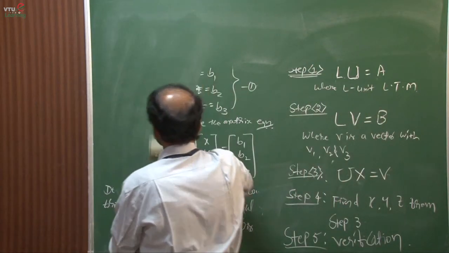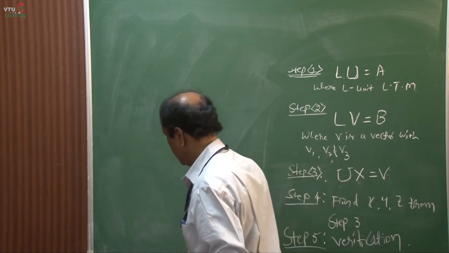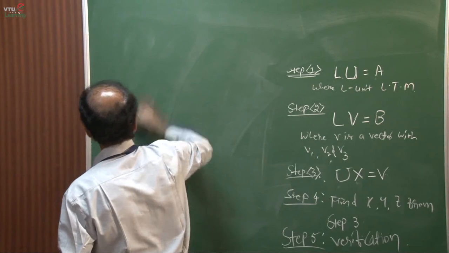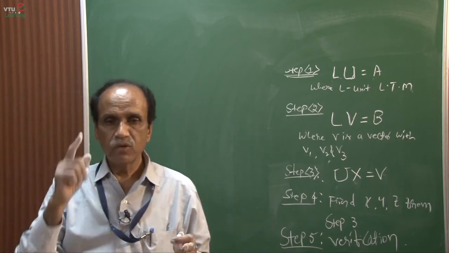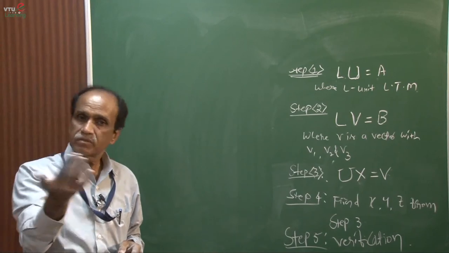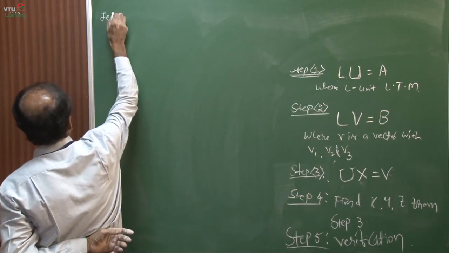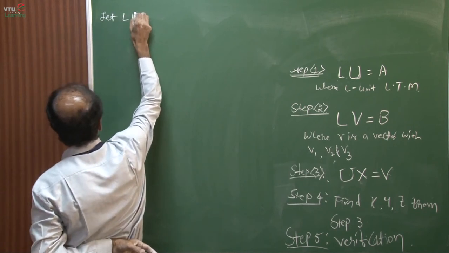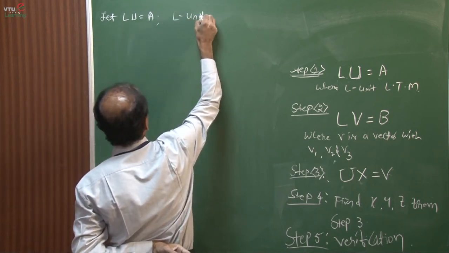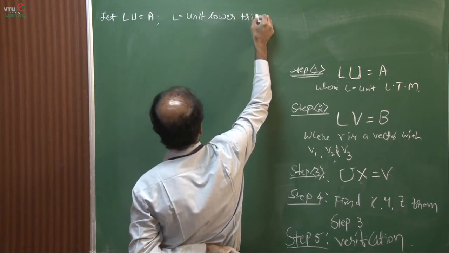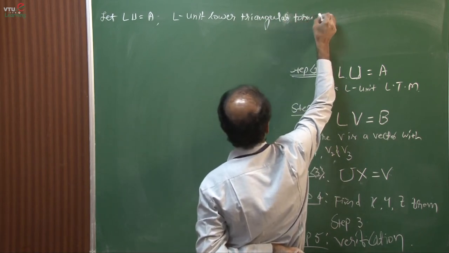What is the L into U product? First of all, let me make it very clear that the product L into U means lower triangular and upper triangular, where lower triangular means unit lower triangular. What is that unit lower triangular? The elements on the principal diagonal will be 1, 1, 1, and above are 0, but below are the corresponding notations. That is called L into U. Now, let L into U equal A, with L as the unit lower triangular form of the matrix.